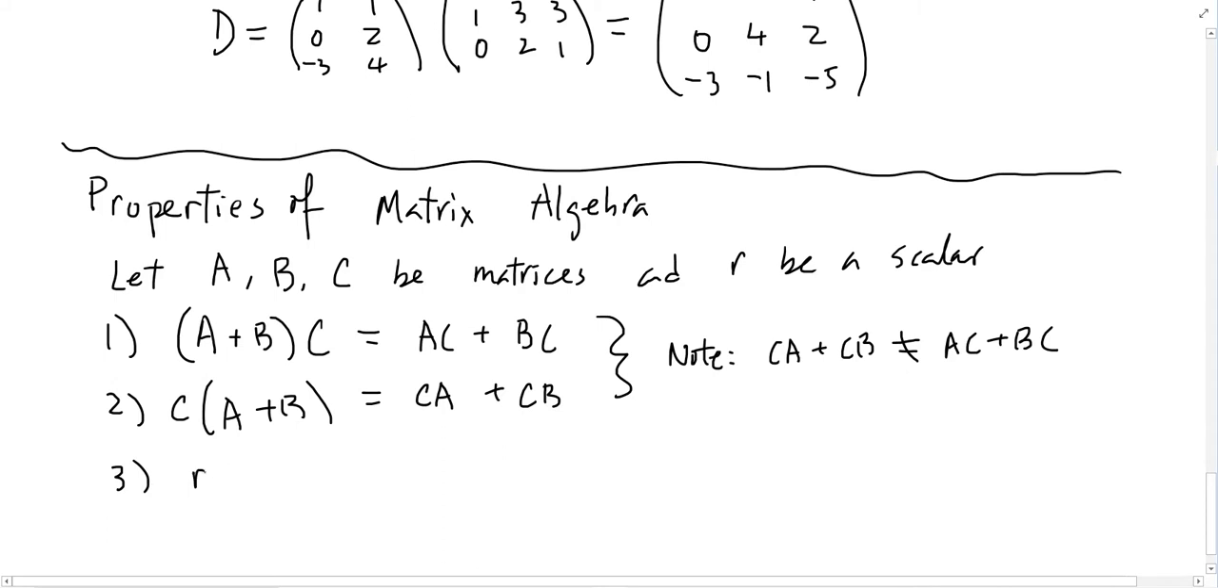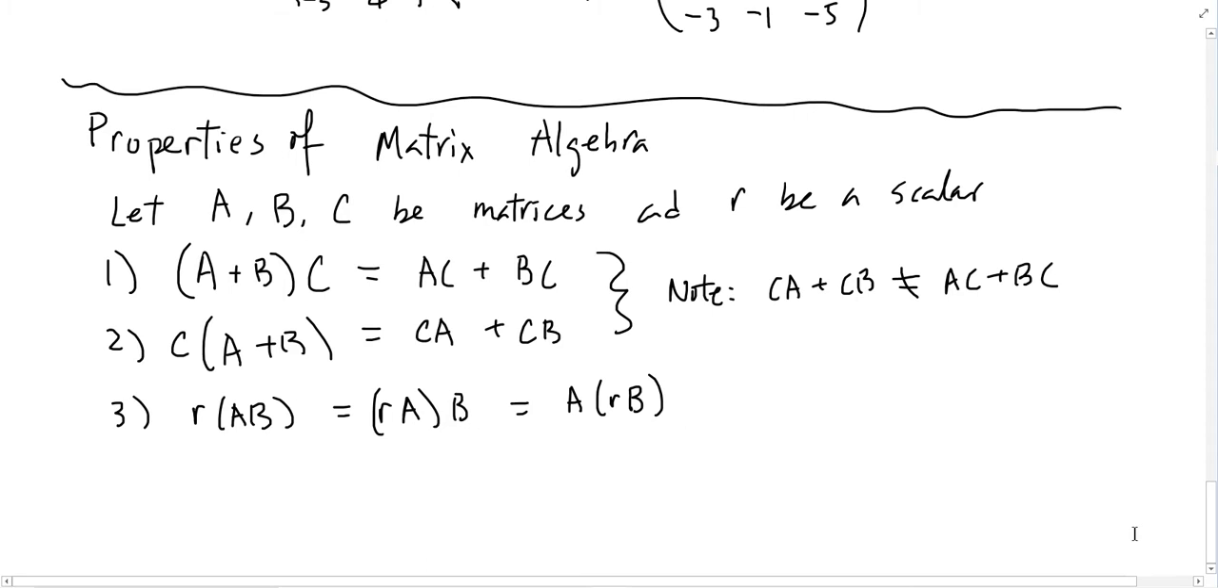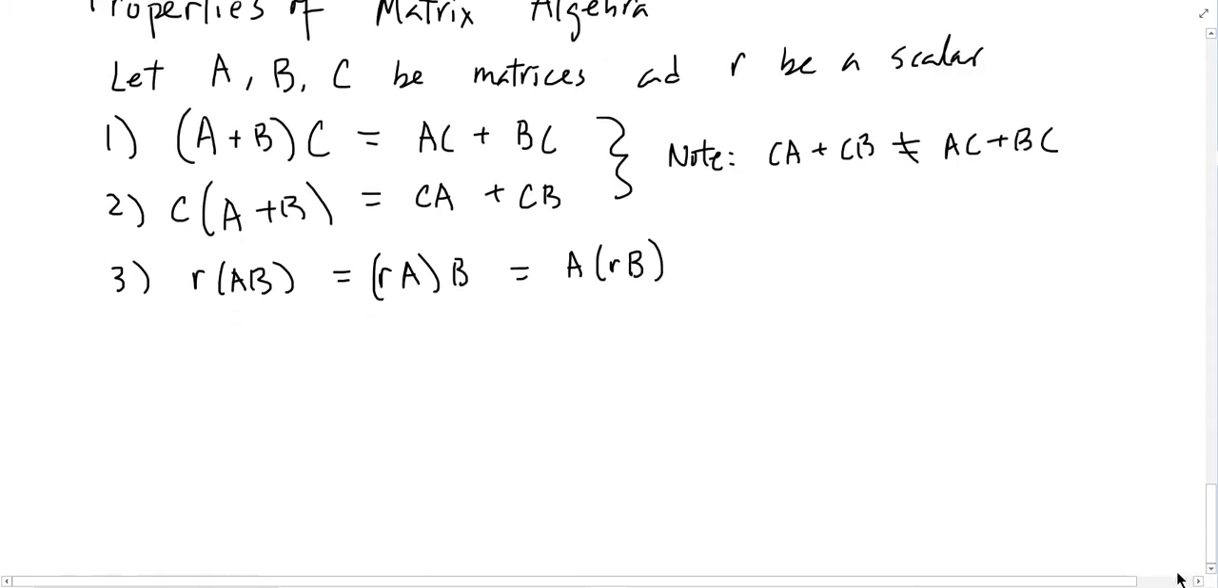2. If you do R times matrix AB, that is the same thing as R times A multiplied by B, or same thing as A times RB. So this is an associative property that allows me to move a scalar multiplication into wherever I want to multiply first, either the product or individual matrices.